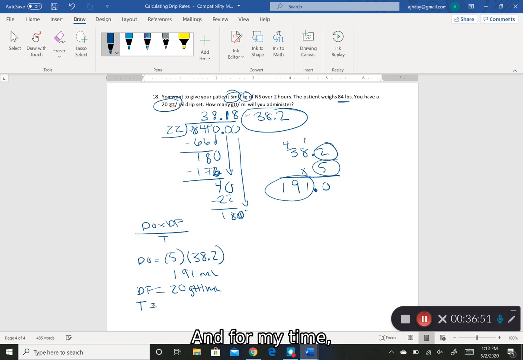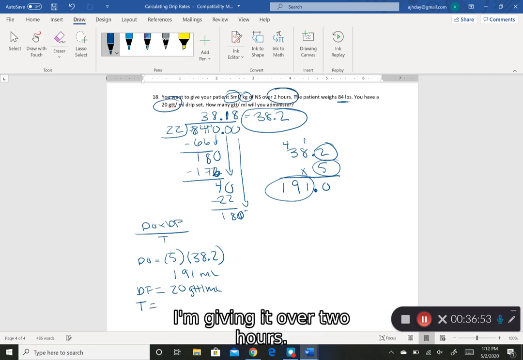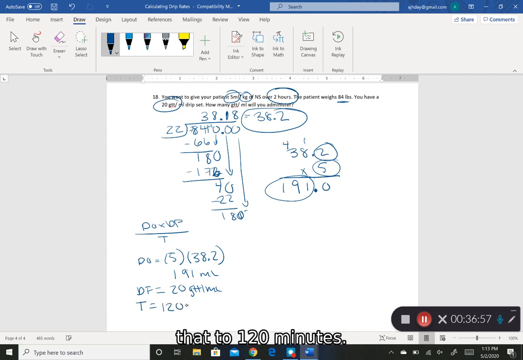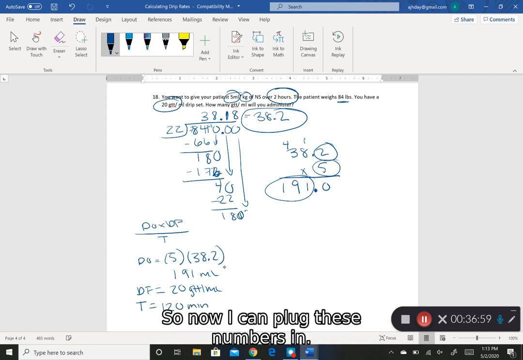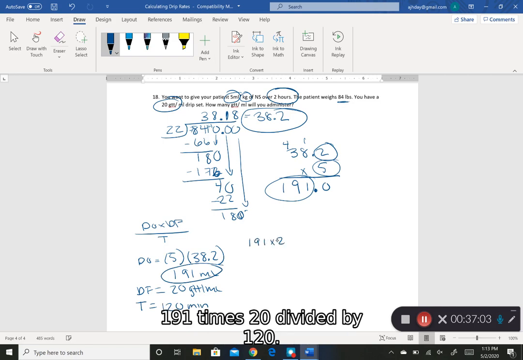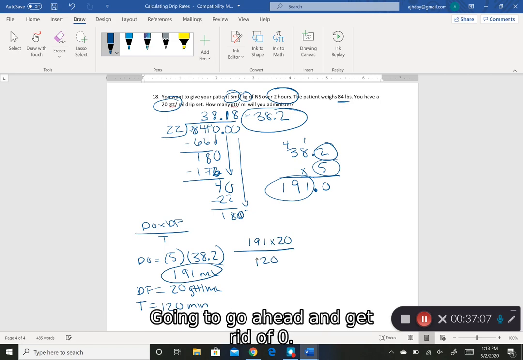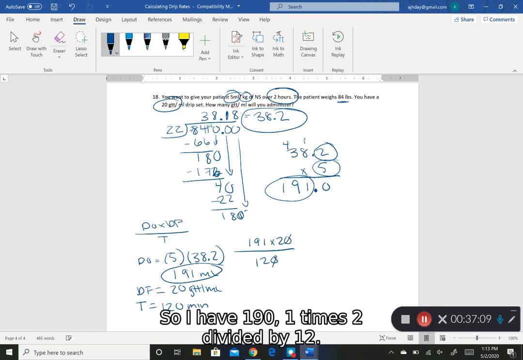And for my time, I'm giving it over 2 hours. So 2 hours times 60 minutes per hour, that's 120 minutes. So now I can plug these numbers in. 191 times 20 divided by 120. I'm going to go ahead and get rid of zeros. So I have 191 times 2 divided by 12.